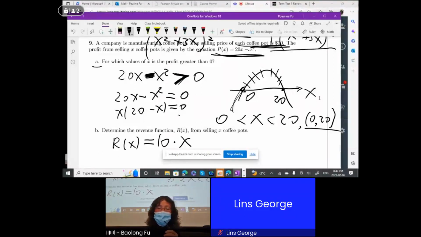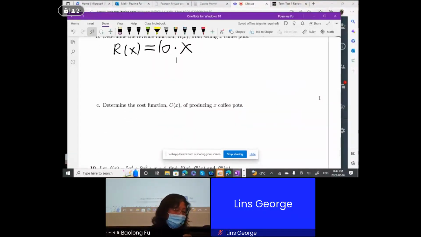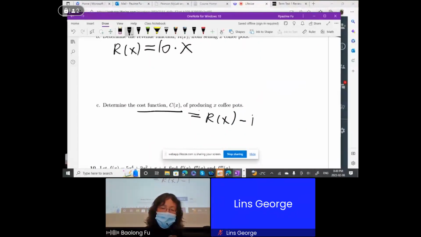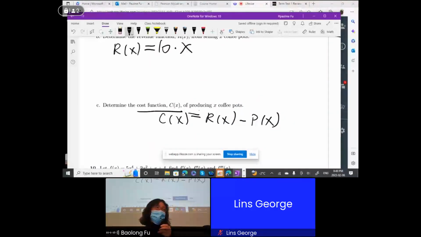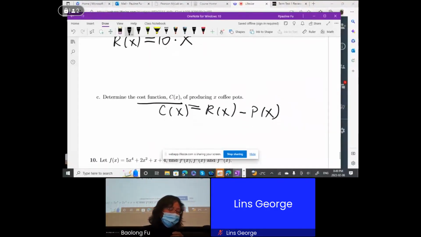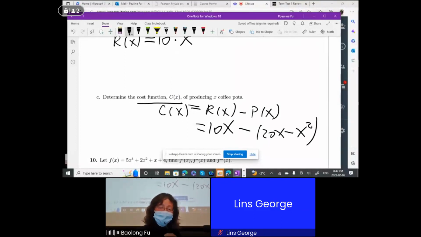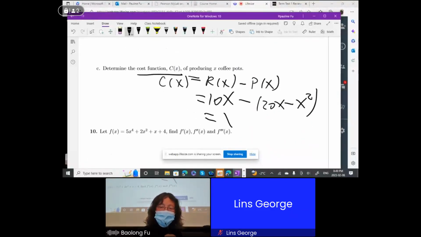Question C. Determine the cost function. The cost function equals revenue minus profit. Revenue minus profit equals cost. You need to know this. And what is the revenue function again? 10x is revenue. What is the profit? It is given, 20x minus x squared. And simplify, you get x squared minus 10x. That is question 9.